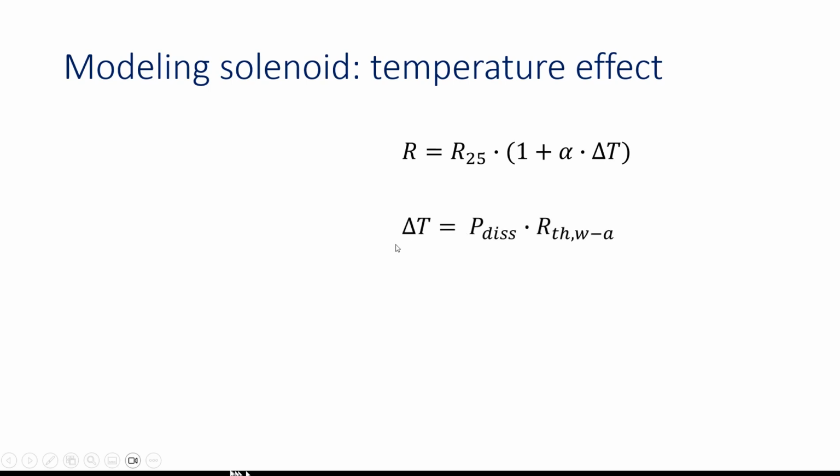And the temperature increase of that solenoid is equal to the dissipation power times the thermal resistance between the windings and the ambient. And also this value, you often find in the datasheet when you have a good solenoid. And the last equation we have to use is the definition of the dissipation power, which is the RMS voltage squared divided by that R. So again, when you want to take the temperature effect into account in your model, then you have to apply these equations. Well, that's all about modeling a solenoid.